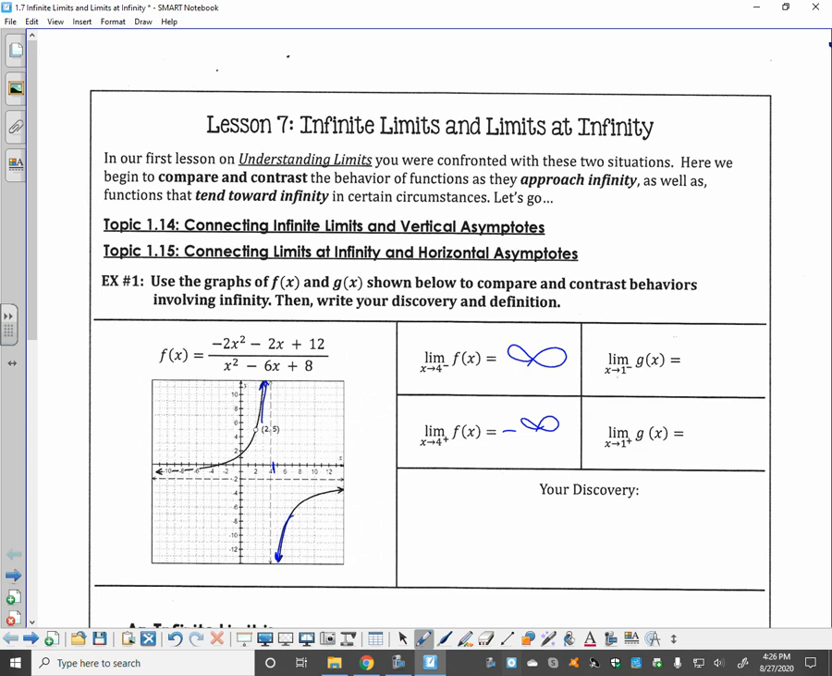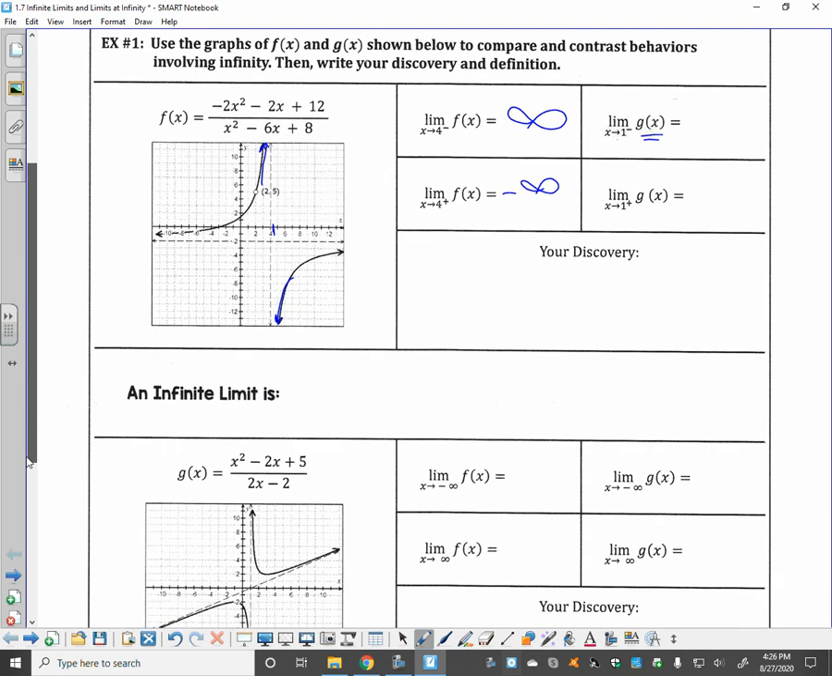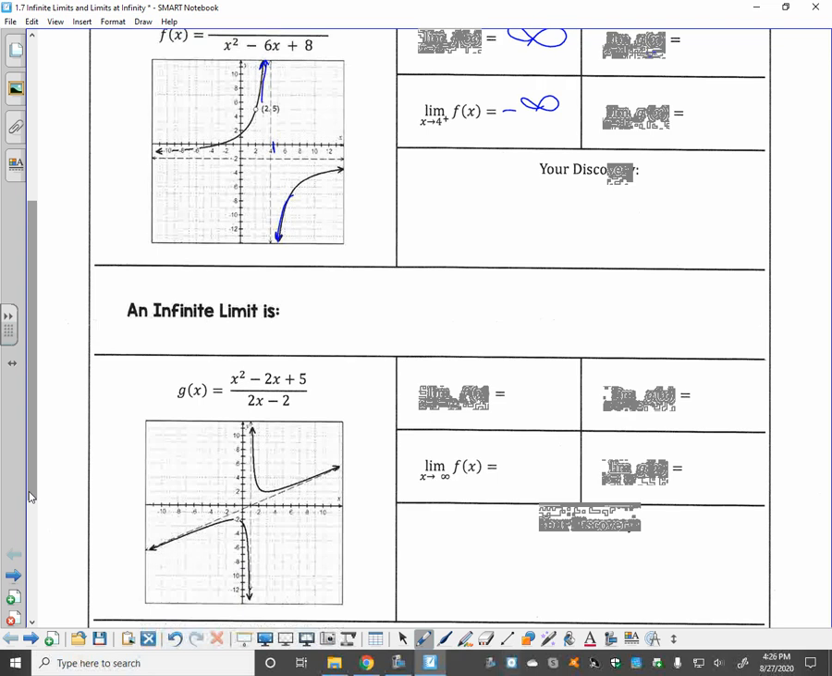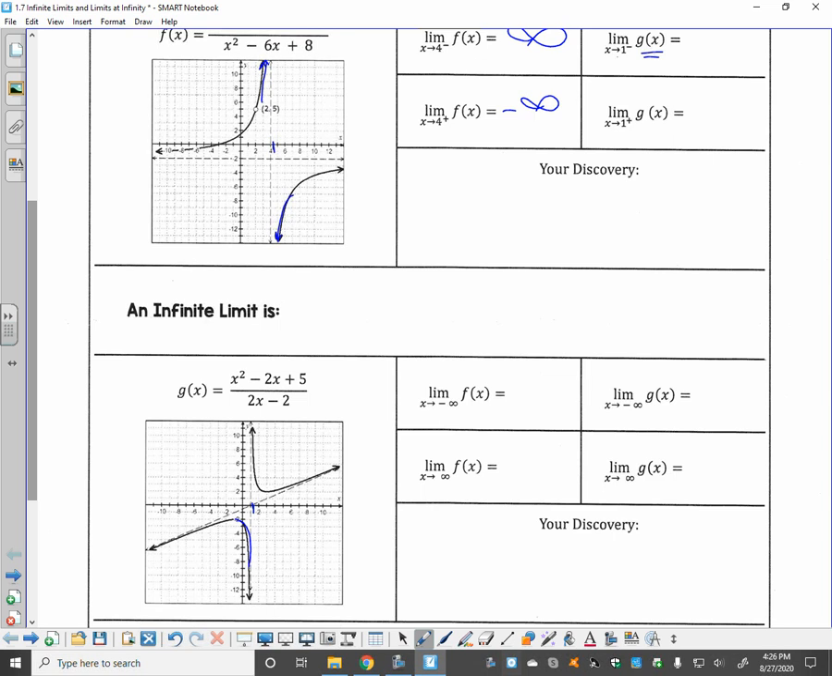As I approach, oh, that's of g. Okay, there's g. So we need to go down here and look at g. As I approach 1 from the left, negative infinity. As I approach 1 from the right, positive infinity. So your discovery is, when you head towards an asymptote, you're going to be headed towards infinity or negative infinity.